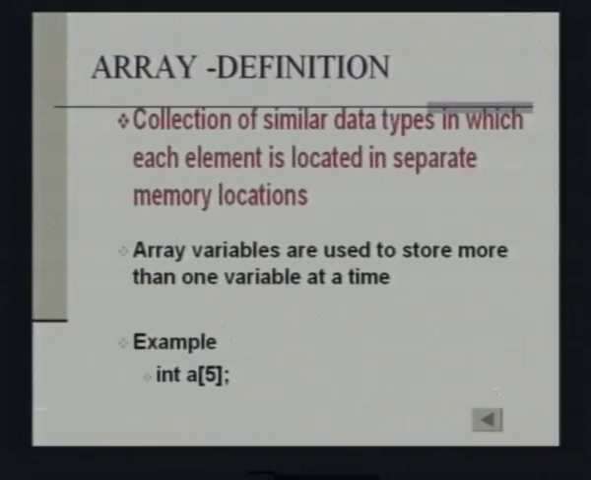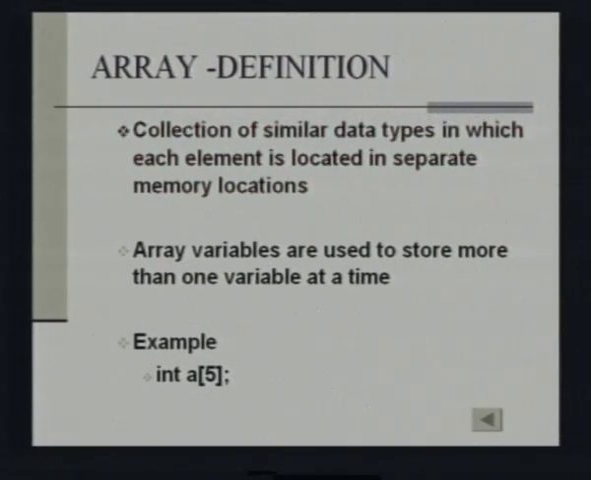An array is a collection of similar data types in which each element is located in separate memory locations. See, normally we have one variable name for one value. So, using these arrays, if we are going to have say 5 or 6 integer values that are of similar data type, they should either all be integer or all be float or all be characters. They can be placed in continuous memory locations and under the same variable name.